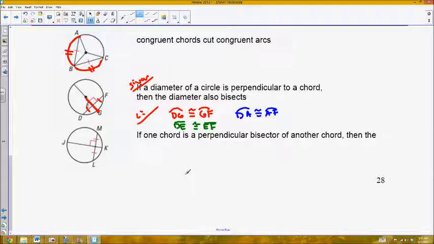If one chord is perpendicular to another chord, then, it's basically the converse of this statement. If these two chords are perpendicular, then JK has to be the diameter. So it's kind of going the other direction. If they're perpendicular, then I know one of them is the diameter.